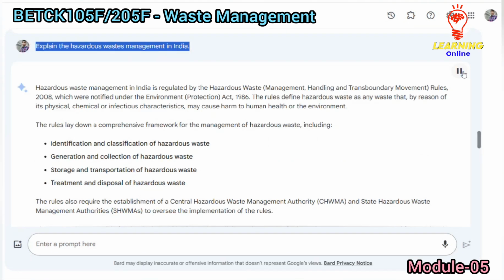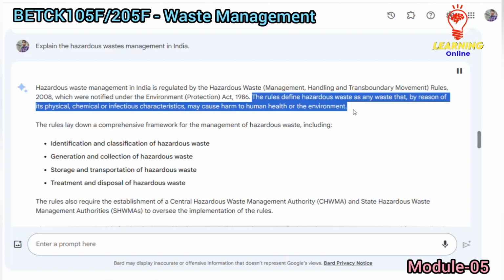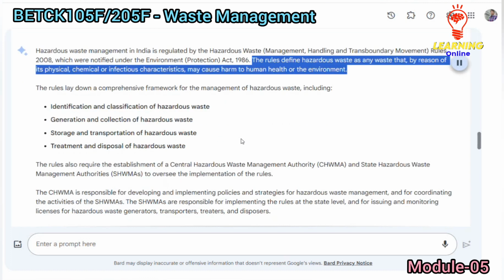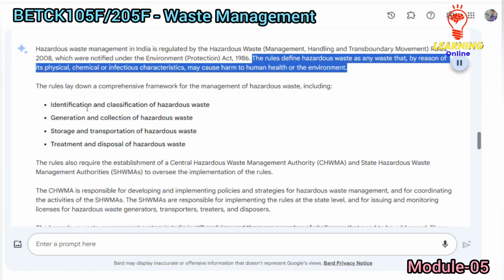Hazardous waste management in India is regulated by the Hazardous Waste Management, Handling and Transboundary Movement Rules, 2008, which were notified under the Environment Protection Act, 1986. The rules define hazardous waste as any waste that, by reason of its physical, chemical or infectious characteristics, may cause harm to human health or the environment.